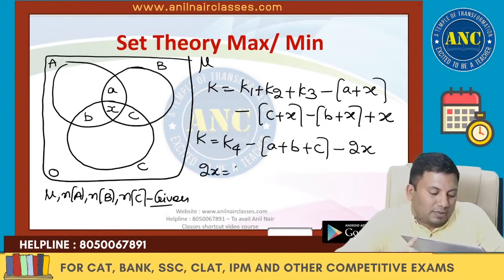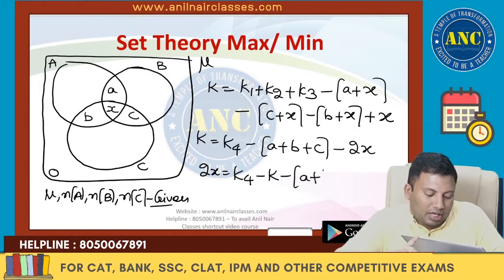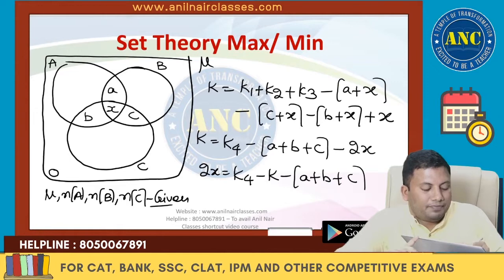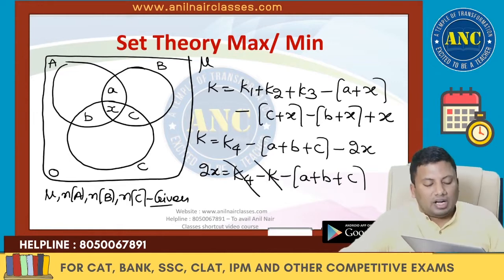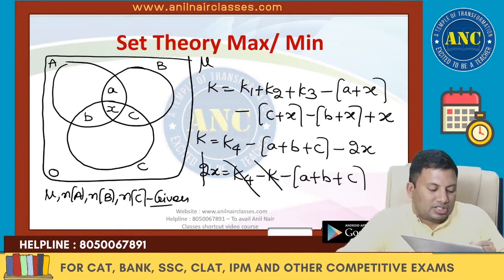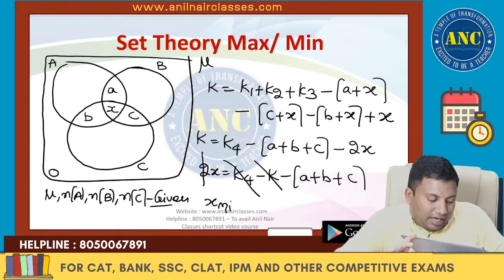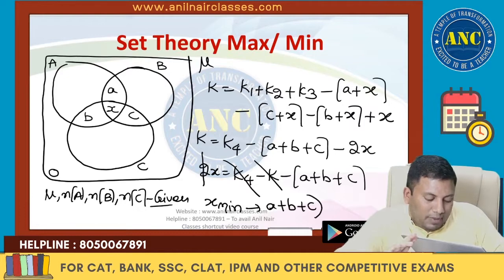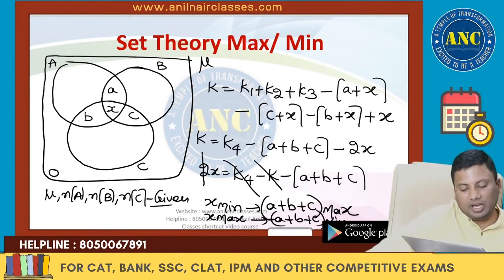2X is nothing but K4 minus K minus of A plus B plus C. Constant, constant, constant. 2 is constant. That means if X is minimum, A plus B plus C should be maximum. If X is maximum, A plus B plus C should be minimum.